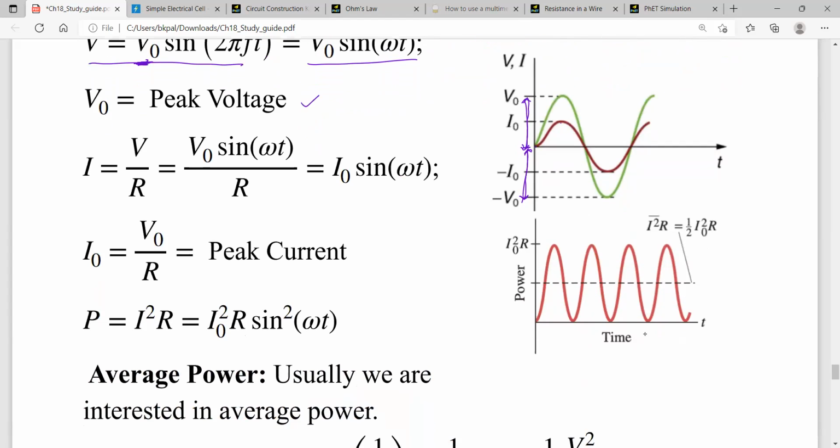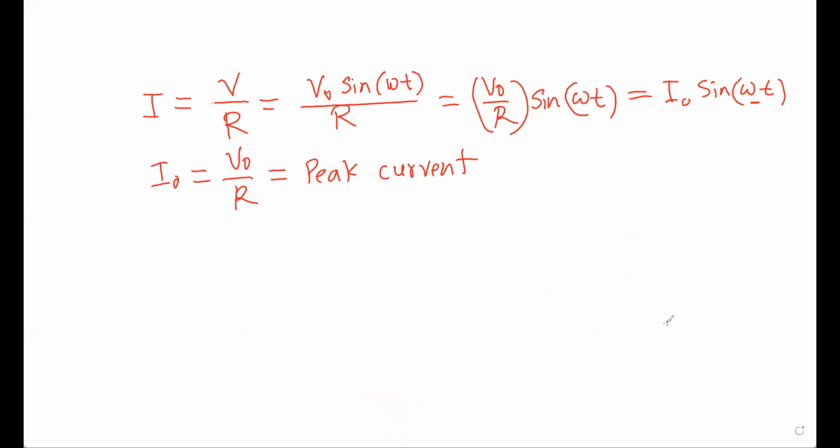Now then, what is the power? What is the power in alternating current? So for the power, you can use several equations. You can either use IV, you can use I square R, or V square over R. Any equation will be fine, but let's use this one.